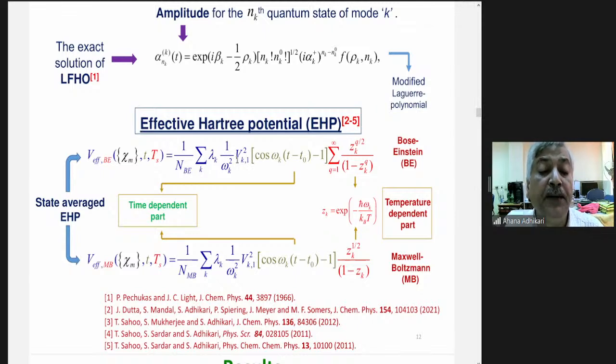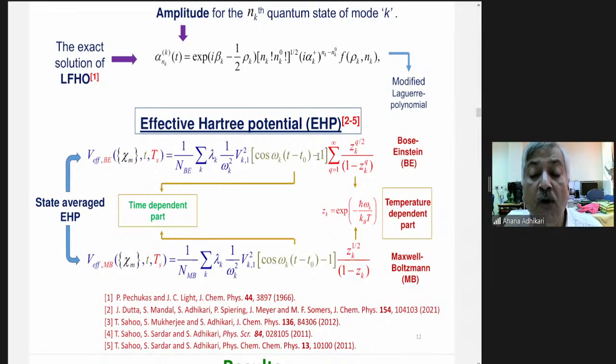The first-order coupling between the molecule and the surface interaction squared, and these are the frequencies of the normal modes. This is the switching parameter, because you are doing a perturbation theory, so you need a switching parameter which can be plus or minus depending upon the sign of the interaction potential. Then there is a time-dependent kernel-type term that modulates the potential, and then a temperature-dependent term, that is the Bose-Einstein distribution.